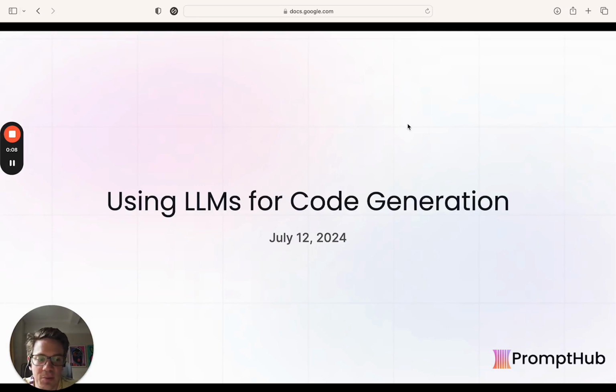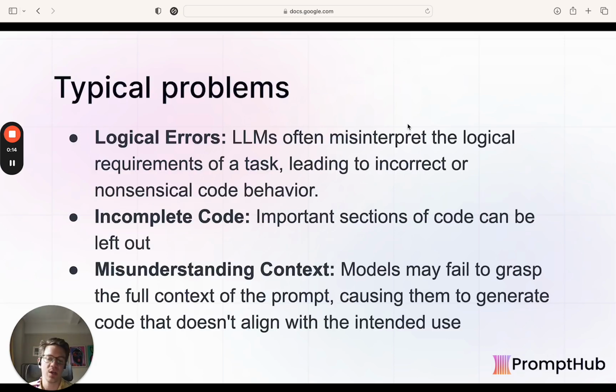We just got back from a little run, and we're going to talk about using LLMs for code generation. If you're using LLMs for code generation, code auditing, any kind of code-related tasks, there are probably a couple of problems you run into, whether it's LLMs misunderstanding the logic, misunderstanding the instructions, important pieces of the code being left out or incorrectly produced, or the context being misunderstood.